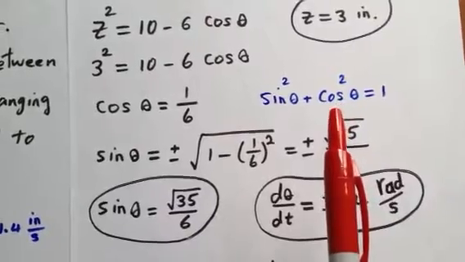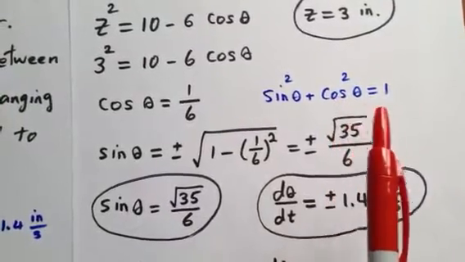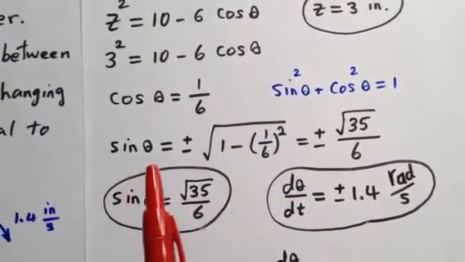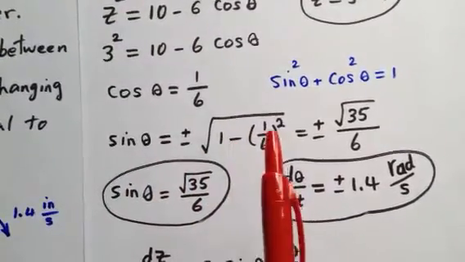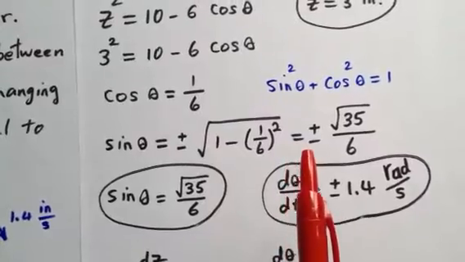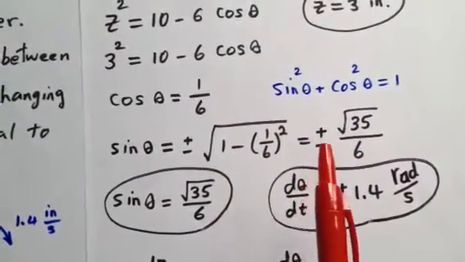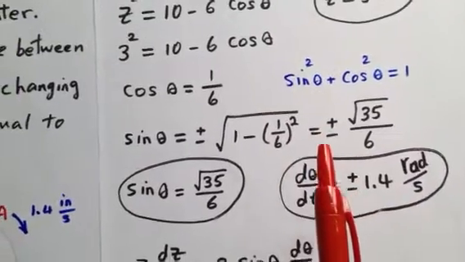We plug it in here and then subtract the square of that from both sides, and then take the square root of both sides. You get sine theta equals plus or minus this expression. After you simplify, you get plus or minus square root of 35 over 6. Now let's see why the minus is not appropriate here.